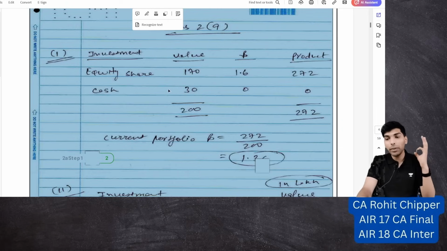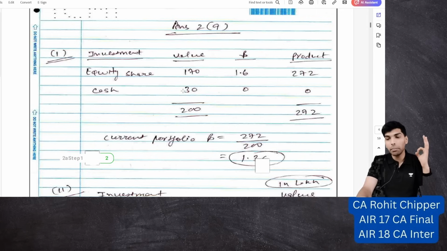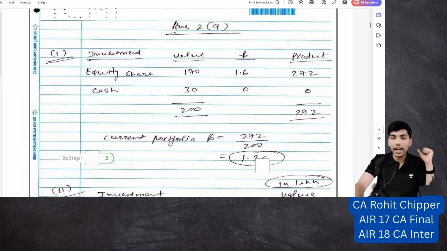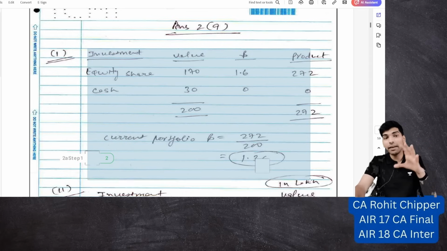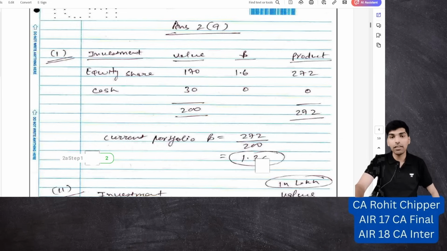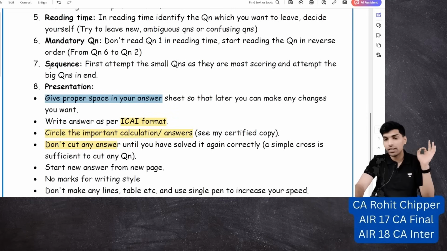And if I have to make any changes, I can just do a simple cut and write the correct answer here. If I have the proper space here, I can write the answers just nearby. In case I haven't given the proper space, I would have to cut the entire page and redo the answer. So give proper space. If you have to make changes, you can easily make the changes as well.